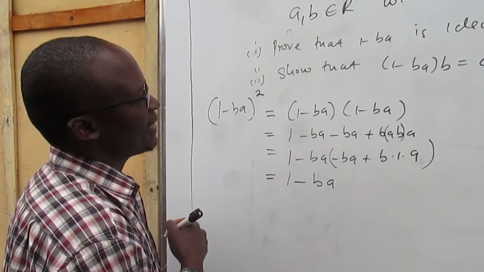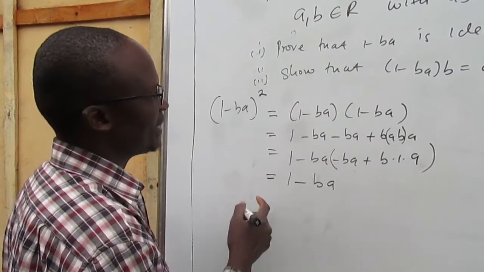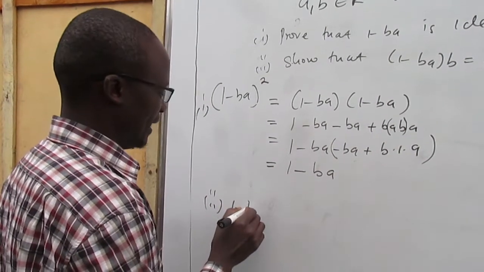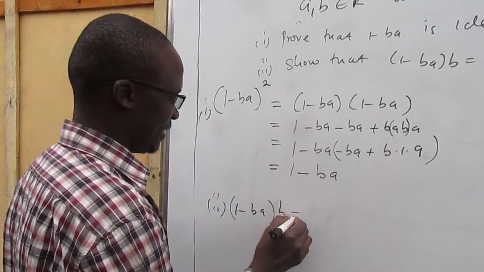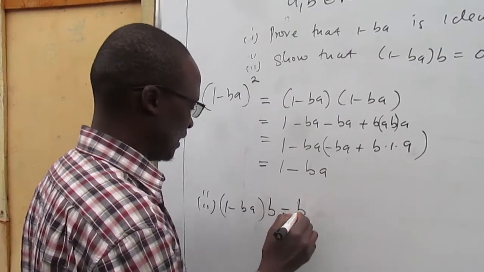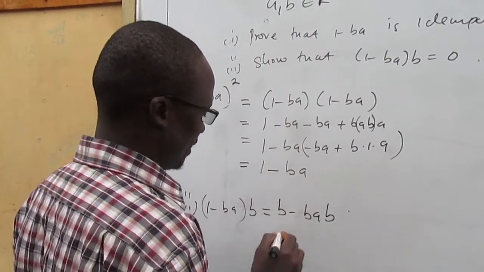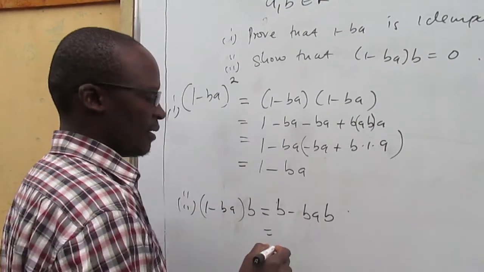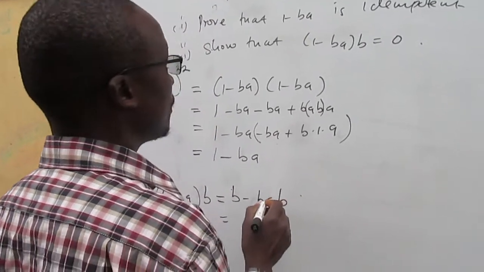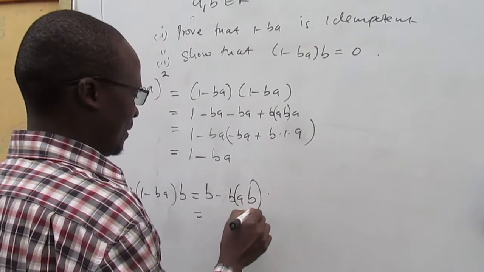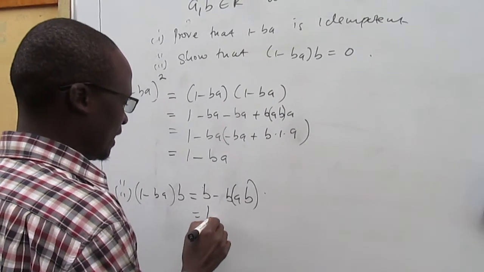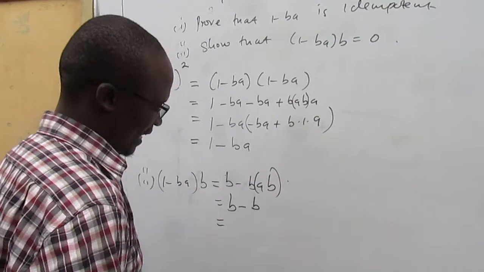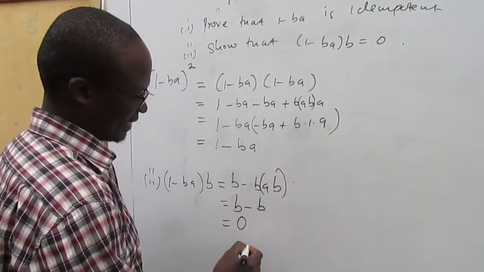And now for the second part, we show that (1 minus BA) times B is 0. So 1 minus BA, when you compose with B, we get B minus BAB. But now what we get to recall here is the fact that AB is 1 under the composition law, so this is B minus B times 1, which is B minus B, and that is 0.